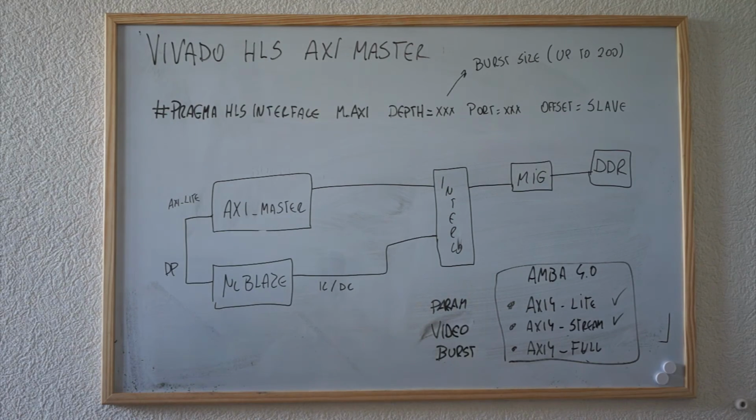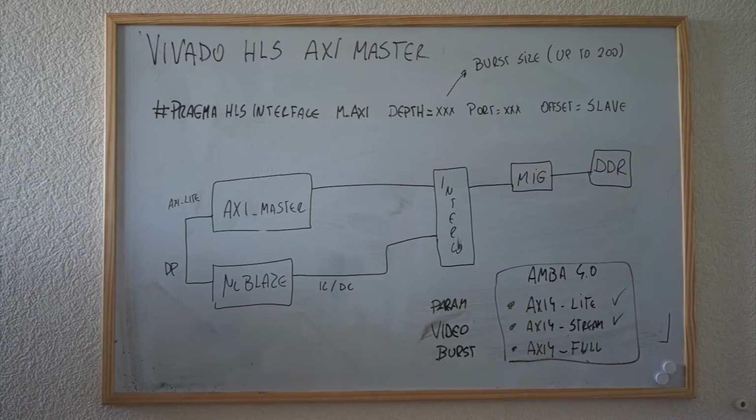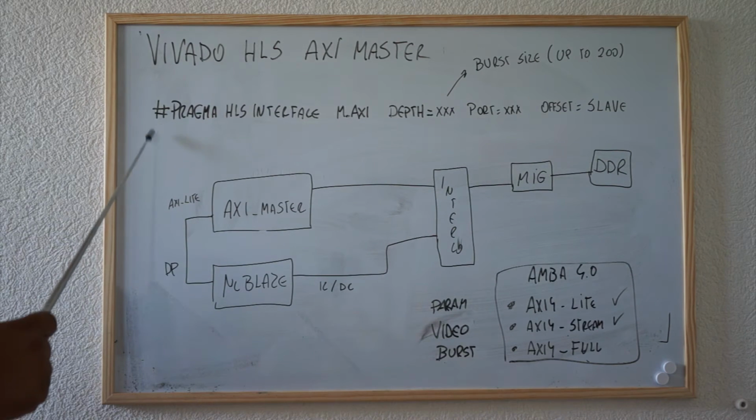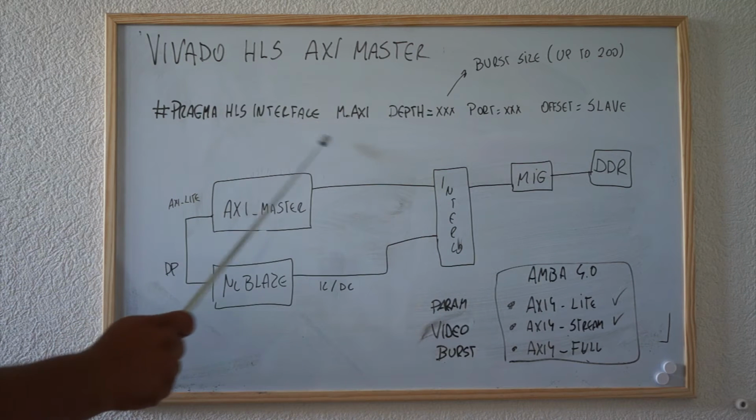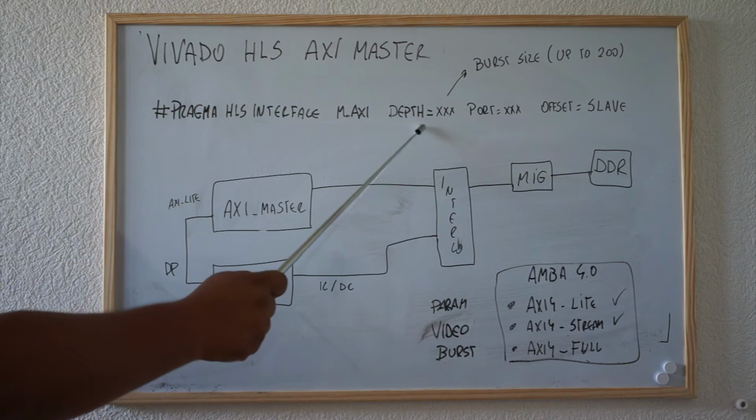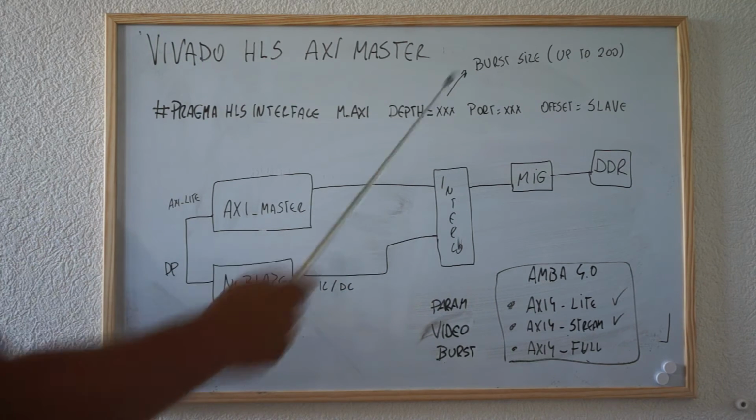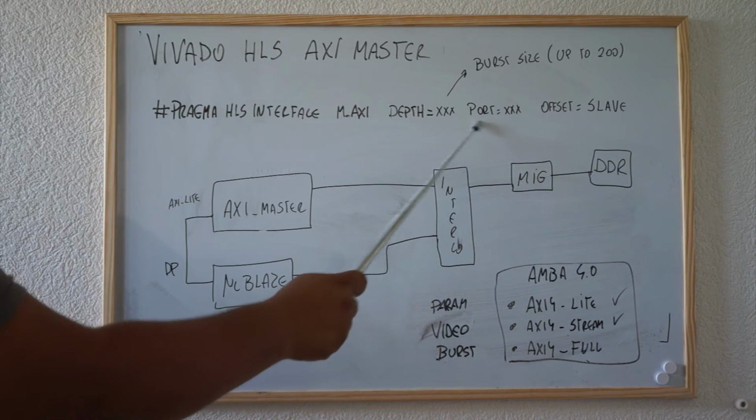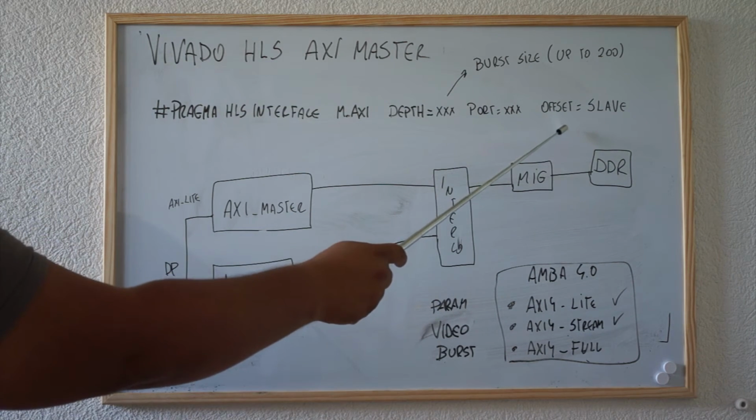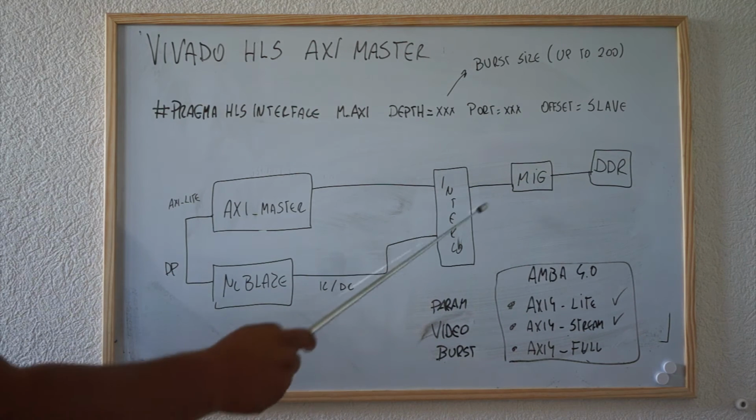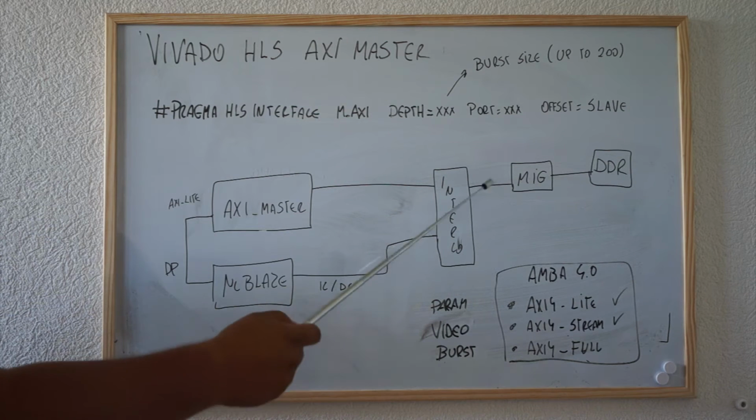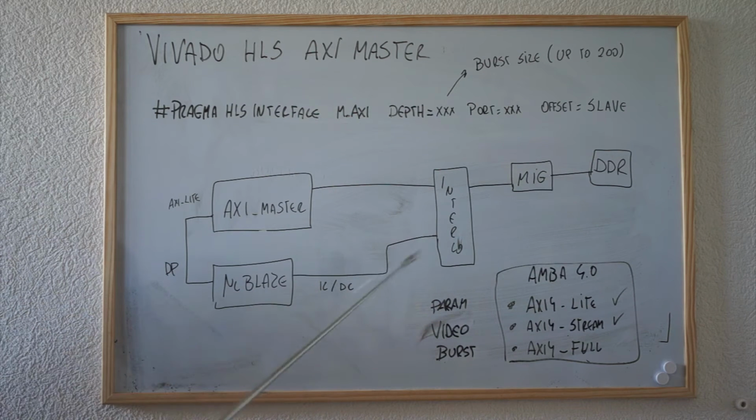Let's learn a little bit about the AXI master interface. The pragma needed to instantiate an AXI master interface is this: pragma HLS interface m_axi, with the depth. Here you configure the burst size, the port name, and an offset. This offset is actually the address that a specific destination, for instance the NIC, has inside the interconnect.